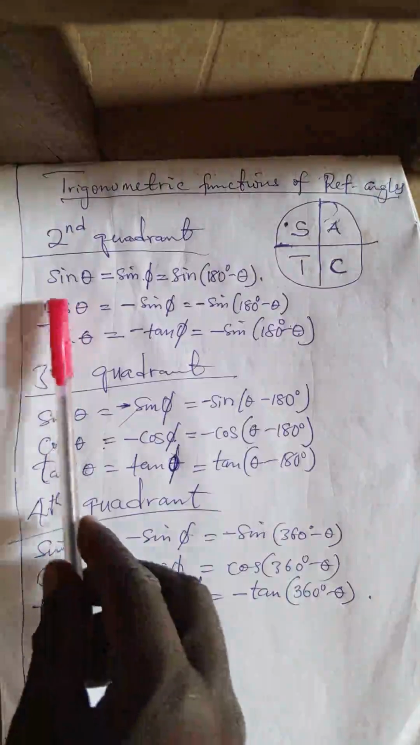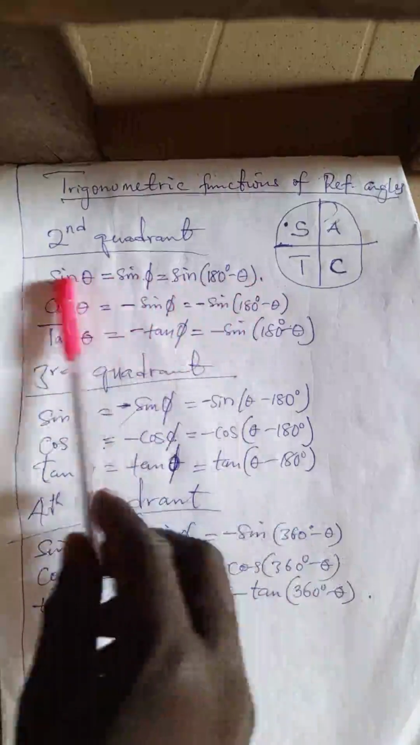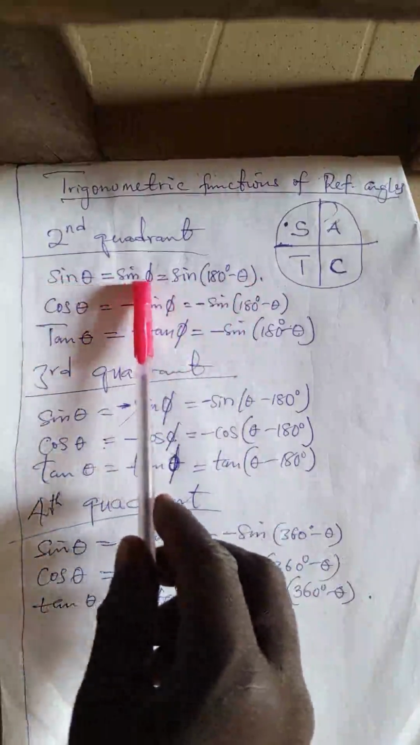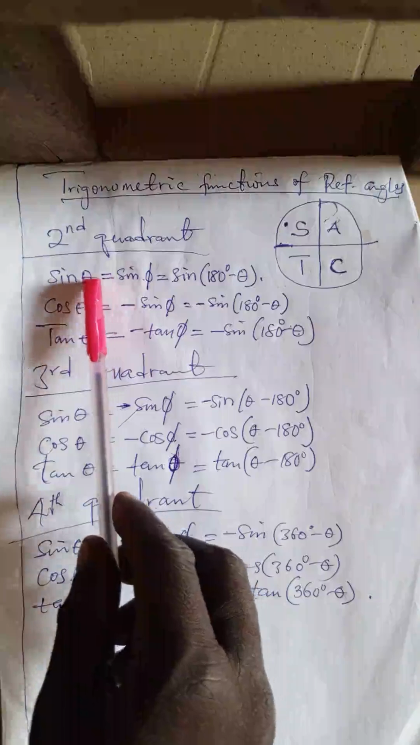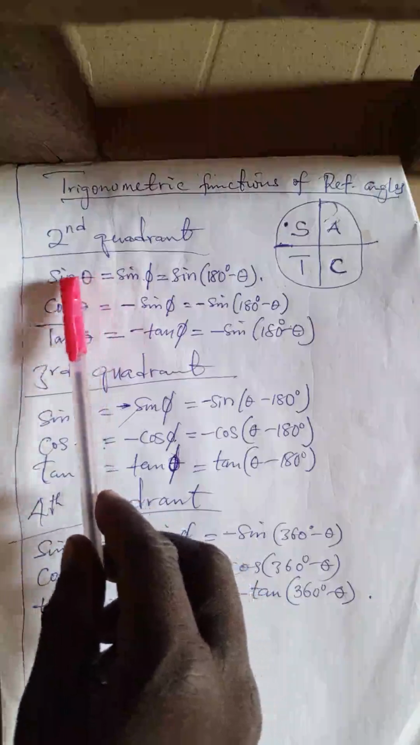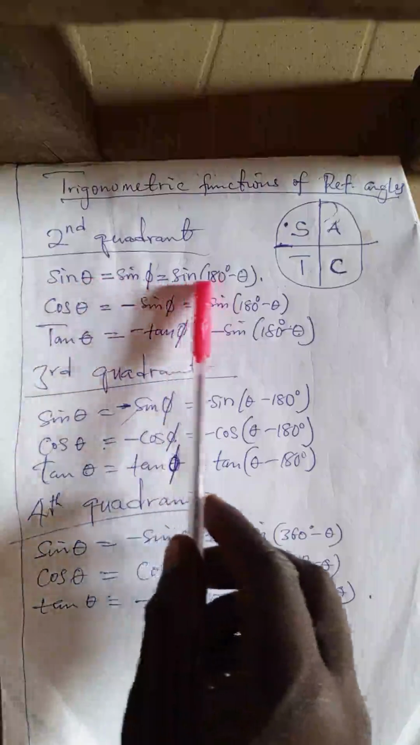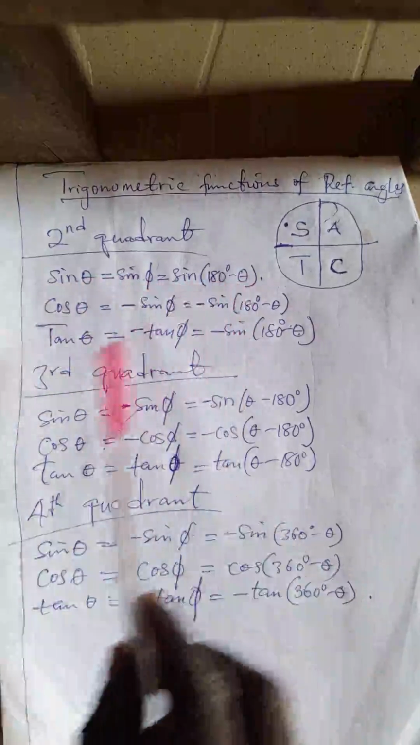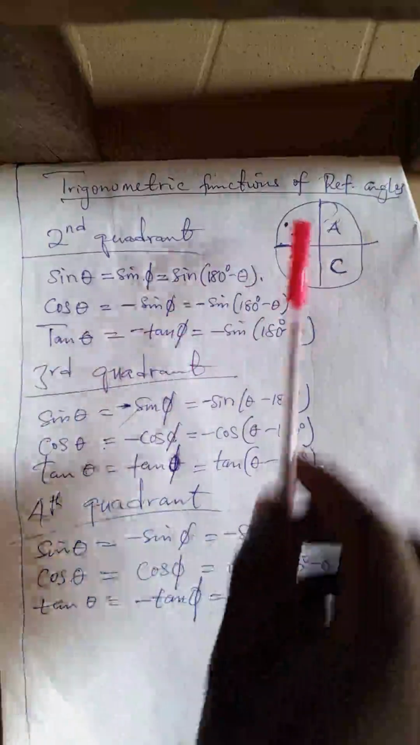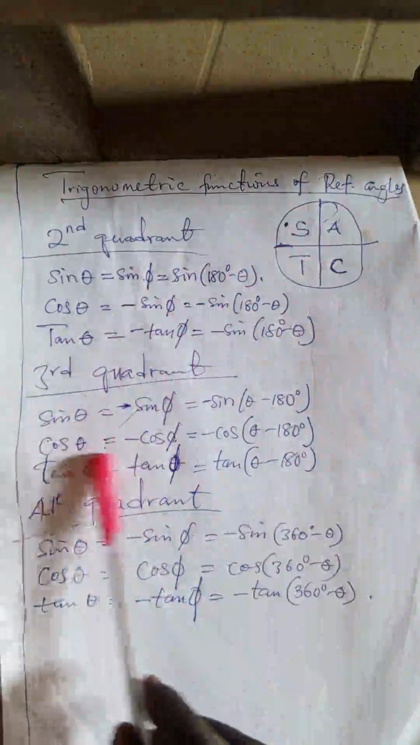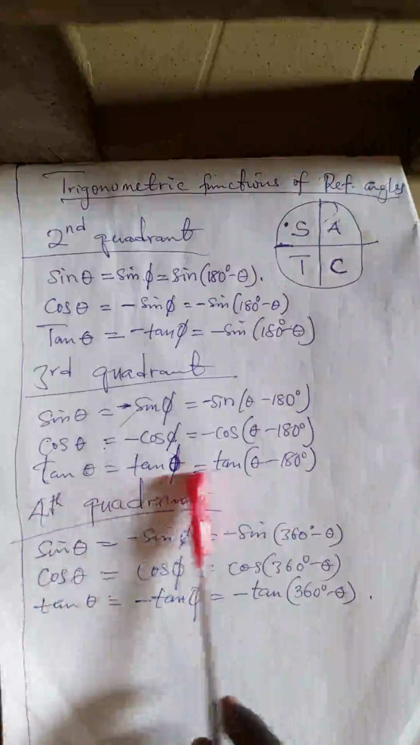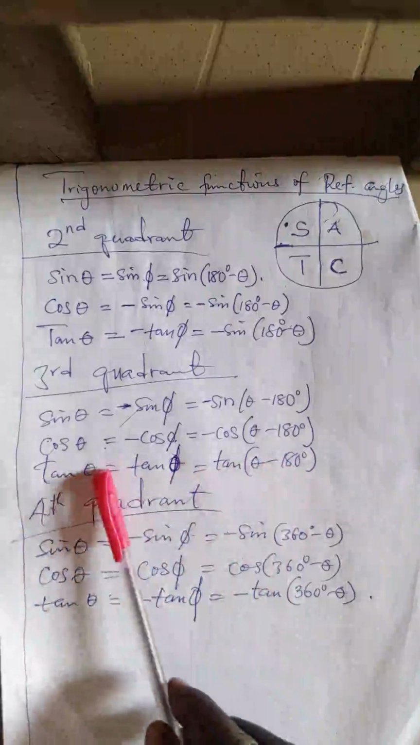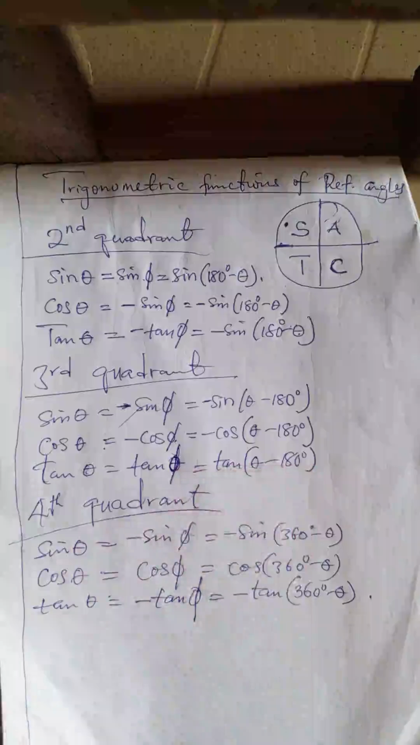But you see, in the second quadrant, only sine is positive. So for the reference angle of theta, when you take sine theta, it is the same thing as sine of its own reference angle. Others are all negative because we're in the second quadrant. And in the third quadrant, only tan is positive. So tan theta is equal to the tan of its own reference angle.